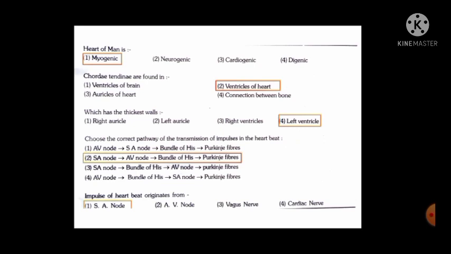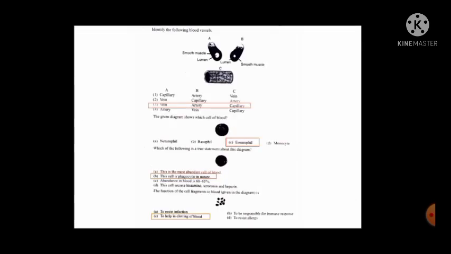Choose the correct pathway of transmission of impulse. The impulse starts from the SA node to the AV node, and from the AV node it goes to the bundle of His and then the Purkinje fibers in the ventricles and interventricular septum. The impulse of the heartbeat originates from the SA node.